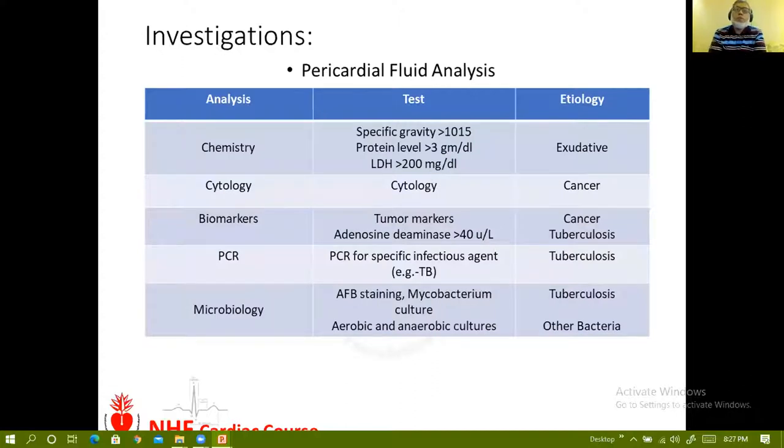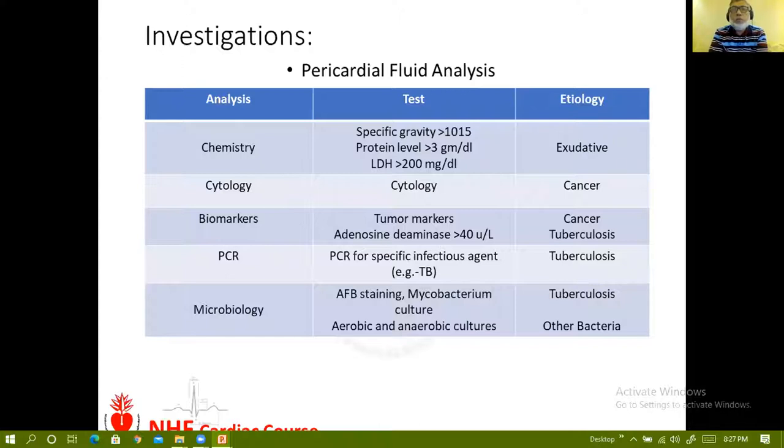Another investigation, pericardial fluid analysis. This is not for the diagnosis, but to diagnose the etiology of the pericardial effusion. We can send pericardial fluid for chemistry, cytology, biomarker, PCR, and microbiology. In the chemistry, if specific gravity is more than 1015, protein level more than 3 gram per dl, and LDH more than 200 milligram per dl, this is exudative.